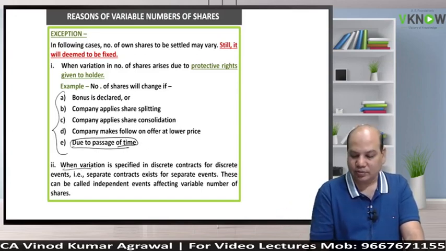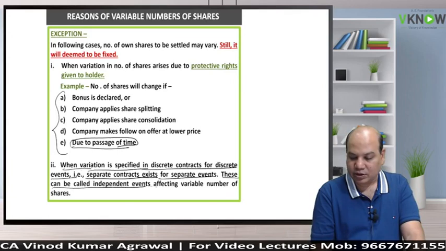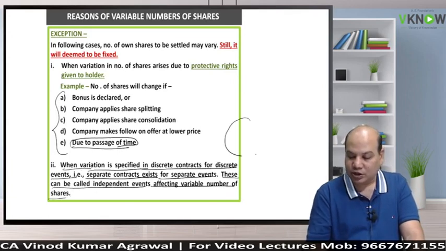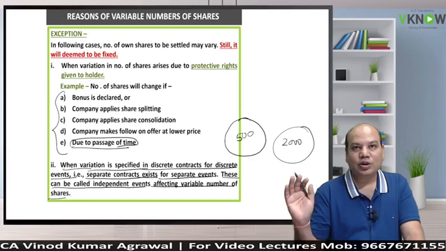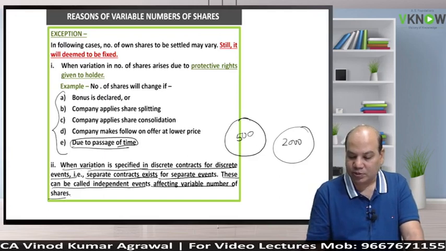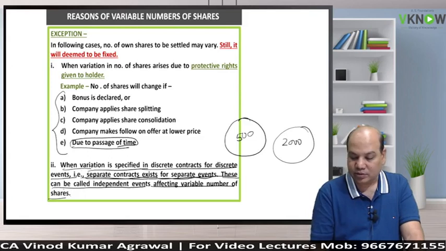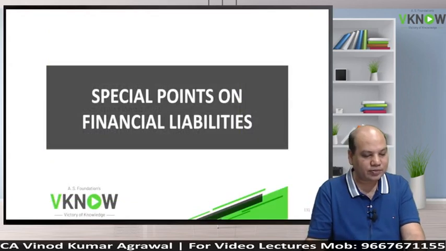When variation is specified in a discrete contract for a discrete event, that is, a separate contract exists for a separate event, these may be called independent events affecting variable number of shares. If this event happens, the share gets listed, 500 shares will be issued. If profit will be 2000 crore, 2000 shares will be issued. So this will be called variable. This can be called an independent contract affecting variable number of shares. No question on this. Enjoy.